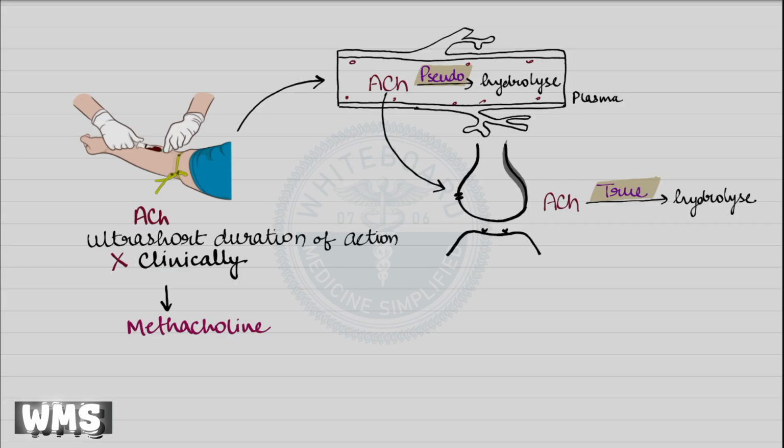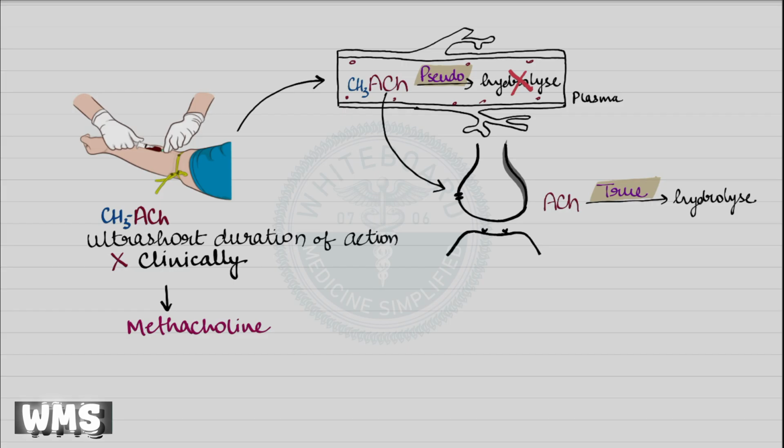Therefore, a small structural modification was introduced. Specifically, a methyl group was added to the acetylcholine molecule. Because of this methyl group, methacholine becomes resistant to plasma pseudocholinesterase. As a result, when methacholine is administered, it is not rapidly destroyed in the bloodstream like acetylcholine.